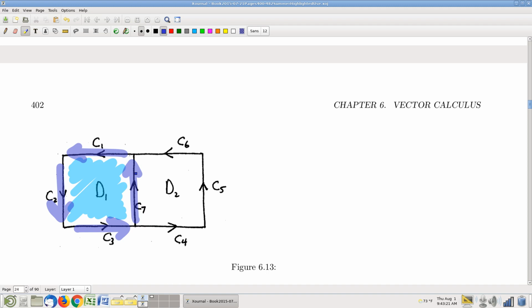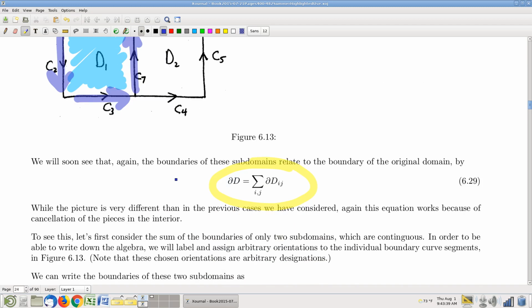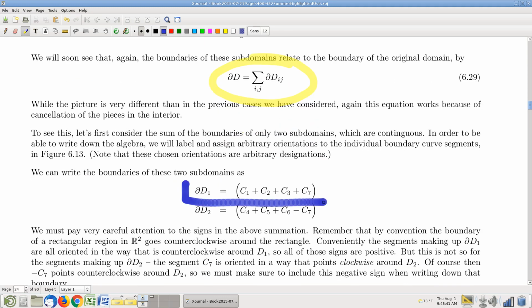And how would I write these down? Well, I have here C1 going the direction that C1 goes. So I have positive C1. I have positive C2. I have positive C3. And I have positive C7. So the boundary of D1 is C1 plus C2 plus C3 plus C7. Yeah?